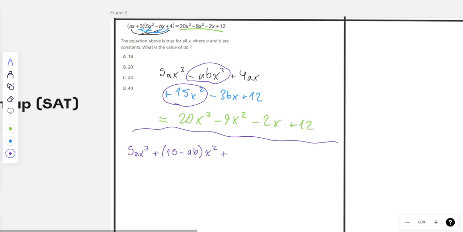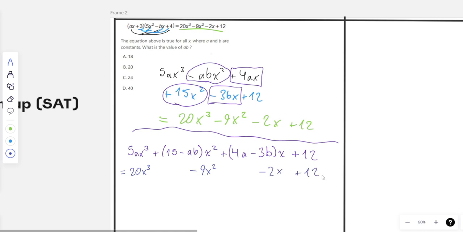Then we can add 4a minus 3b times x, because I have these x terms right here. I can just add those together and again factor out the x. And then plus 12. This is equivalent to 20x cubed, and then minus 9x squared minus 2x and plus 12.